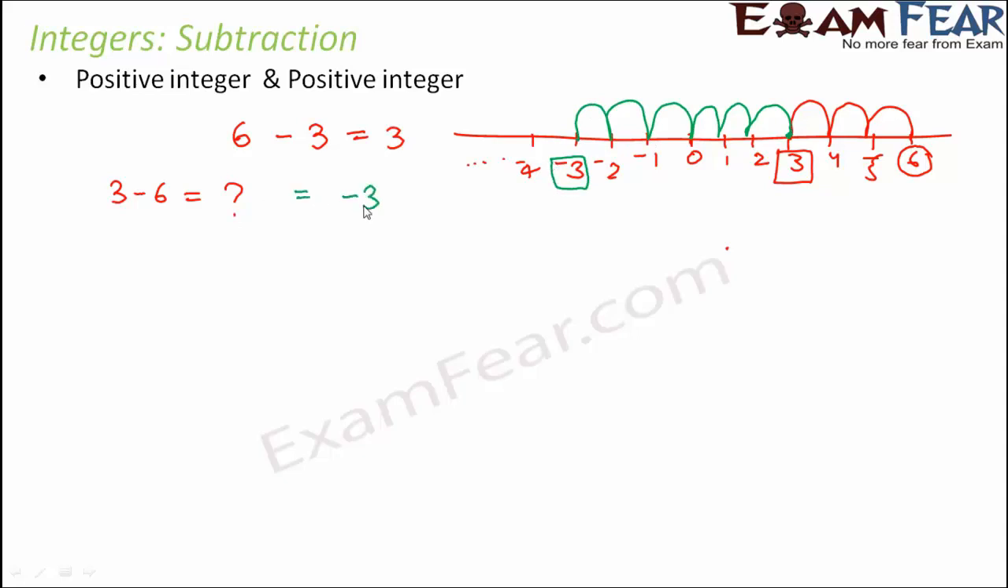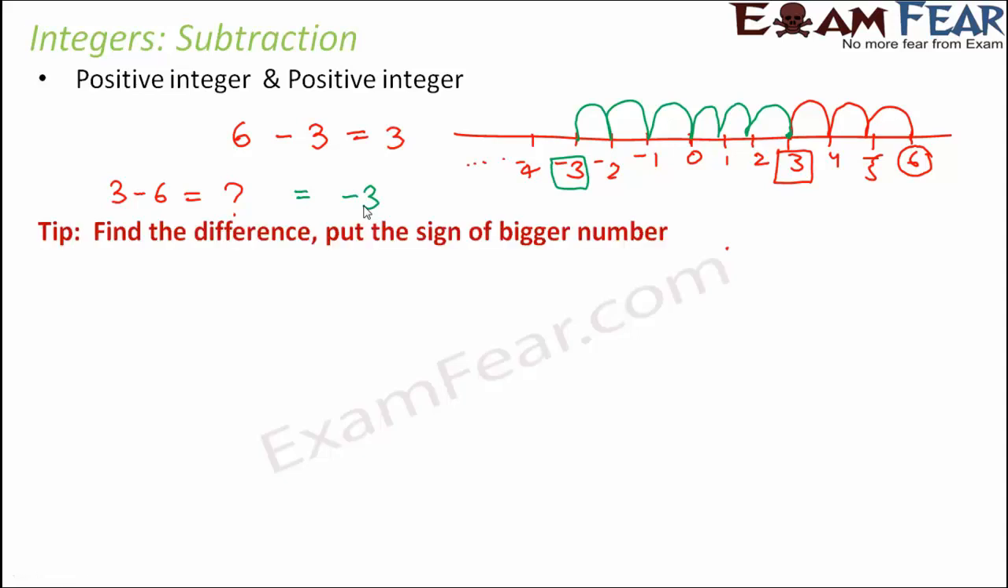So what do we observe? We observe that if we are subtracting two positive integers, sometimes the result is positive, sometimes the result is negative. How will we know what the result would be? For that you remember this tip. To subtract two positive integers, always find their difference and then put the sign of the bigger number.